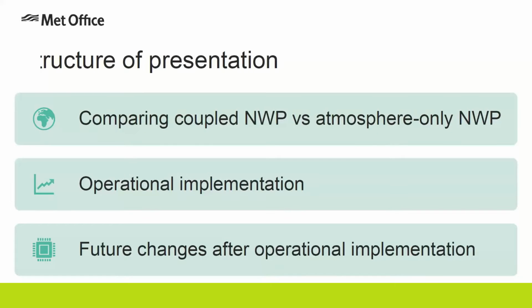Okay, so the talk will be in 3 sections. I'll start off with looking at a coupled NWP model versus an atmosphere-only NWP model. Currently we're running atmosphere-only NWP in our operational forecasting system, so I want to make sure that the coupled NWP model is at least as good as, if not better than, the operational model. Then I'm going to talk about operational implementation, other additional hurdles to make it operational. Then I'm going to talk about some future changes that we're going to put in after it becomes operational.